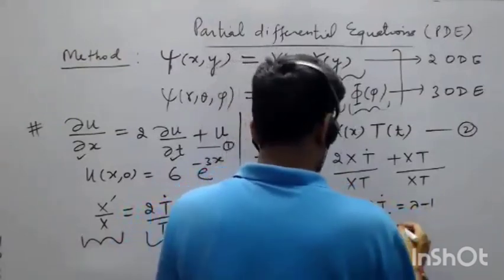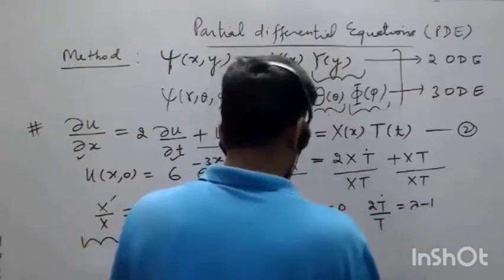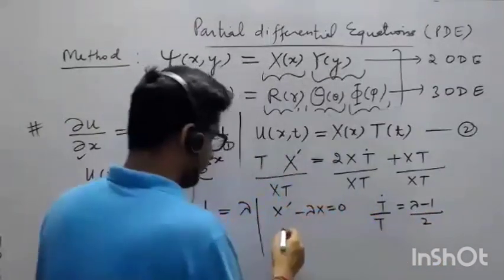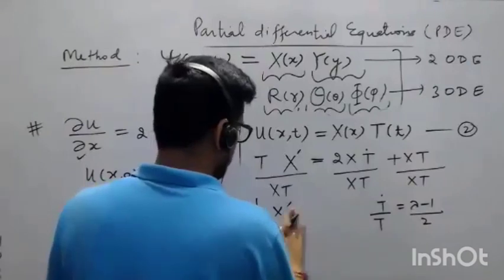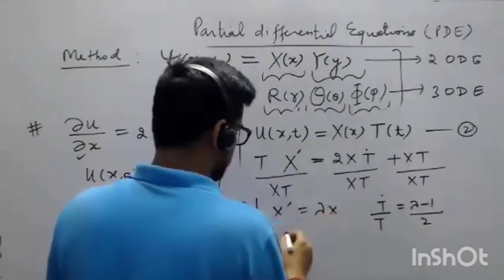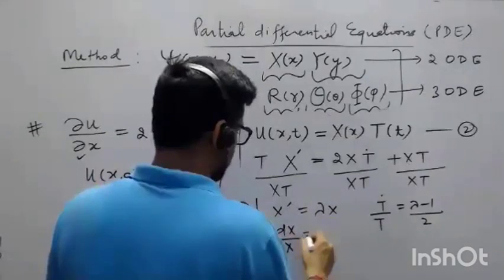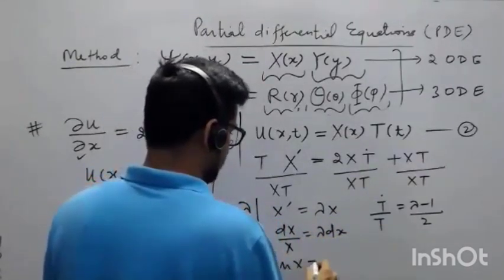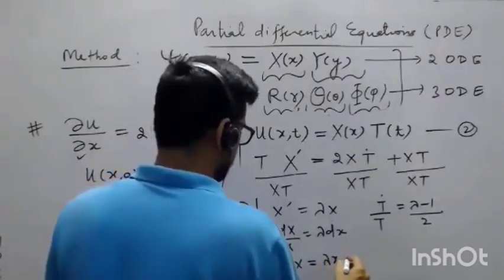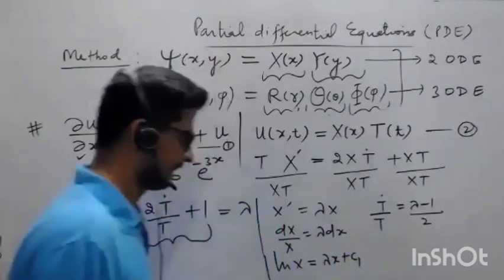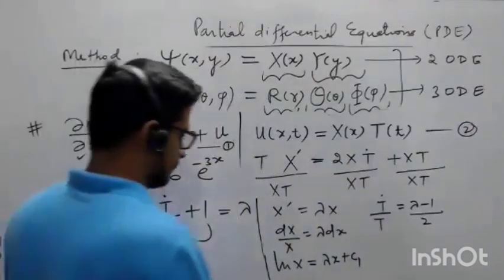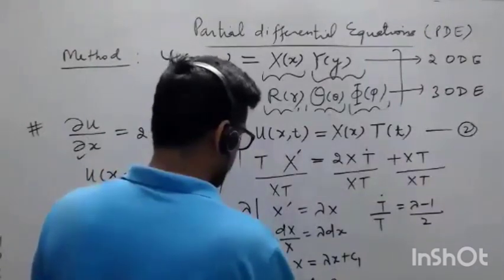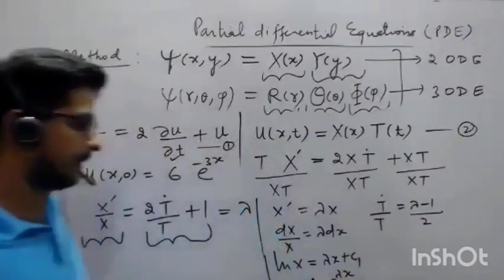So this will become x dash is equal to lambda x. So d capital X by x will be equal to lambda dx. So log of x is equal to lambda x plus c1. So x is equal to a times e to the power lambda x. Okay, correct?